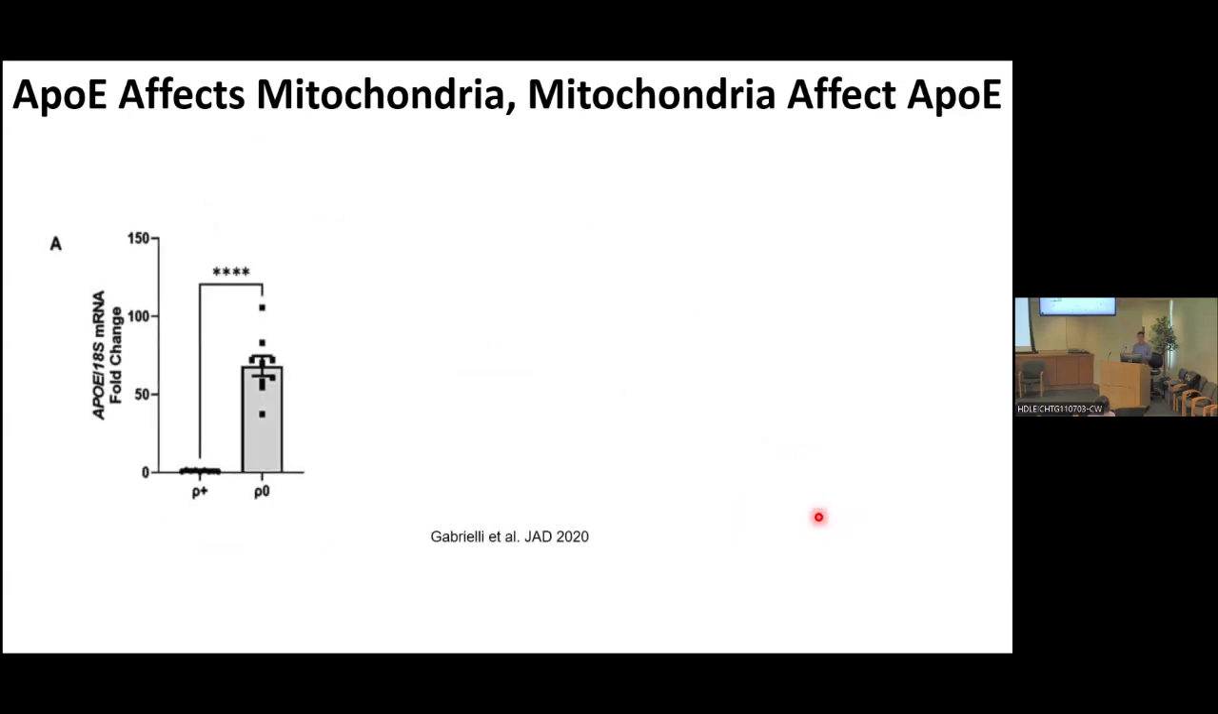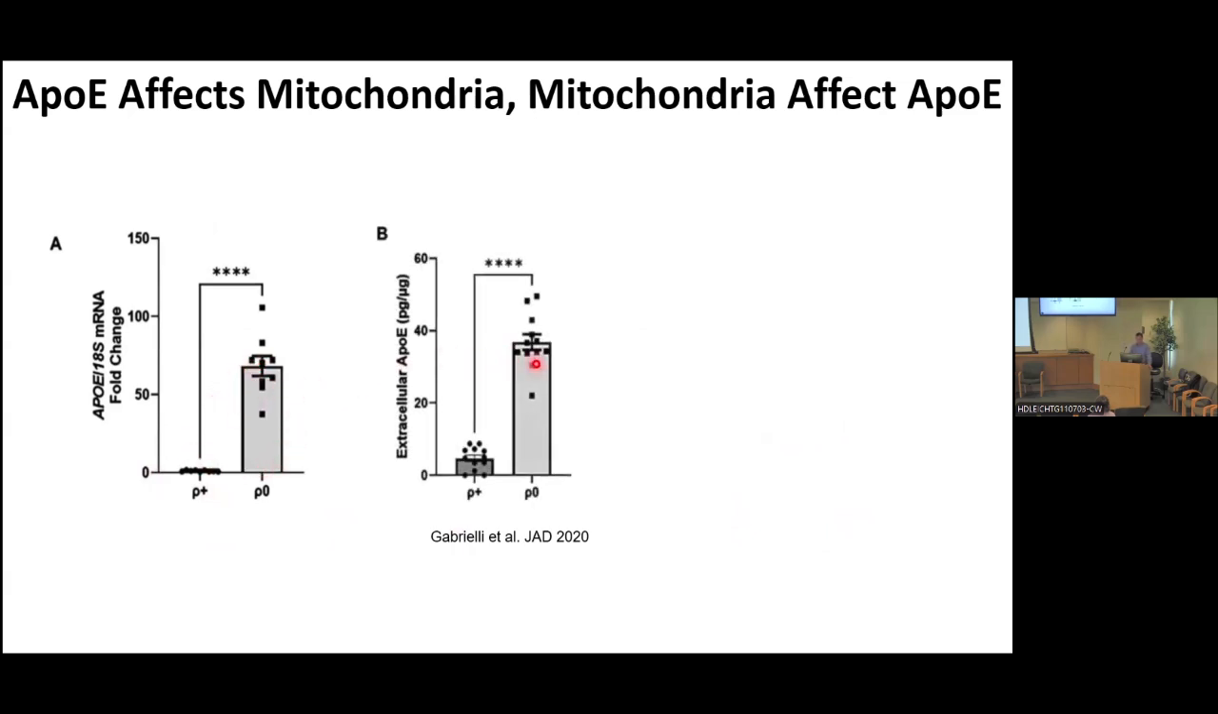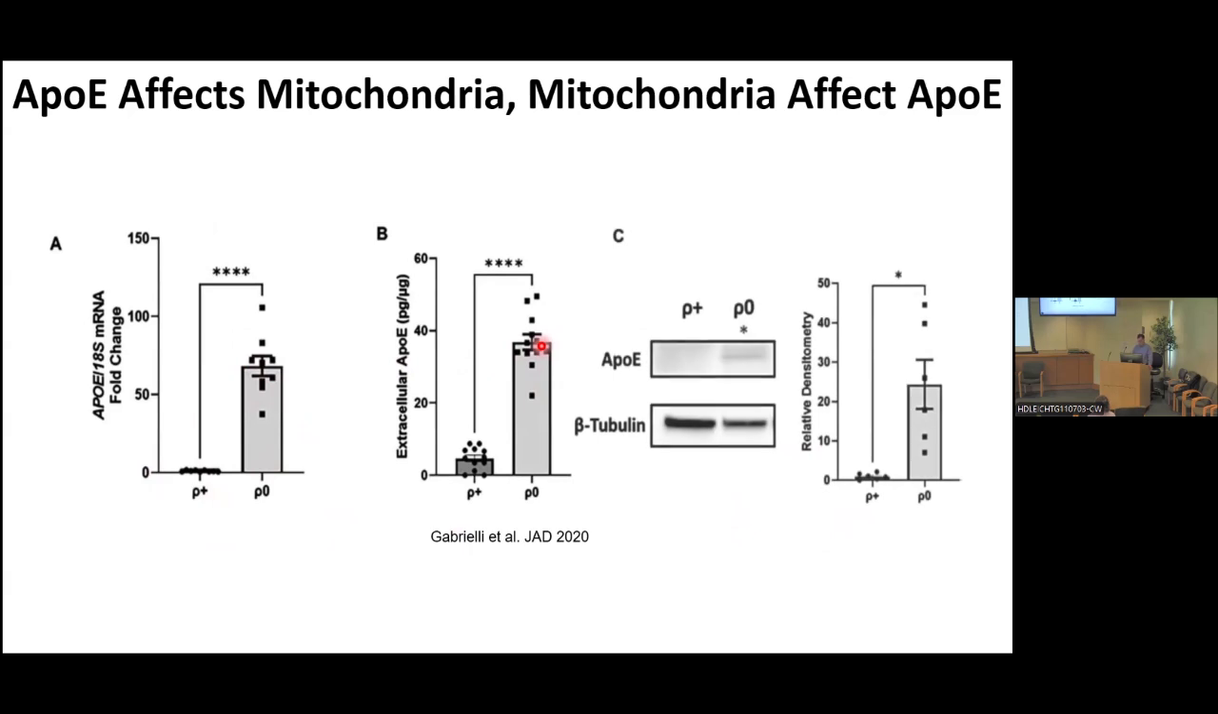If you look in our mitochondrial DNA-depleted neuronal cells, we see this robust upregulation of ApoE mRNA expression, and it carries forward into ApoE protein that we see being released into the medium. Remember, this is a primarily secreted protein, but it also begins to build up intraneuronally as well.